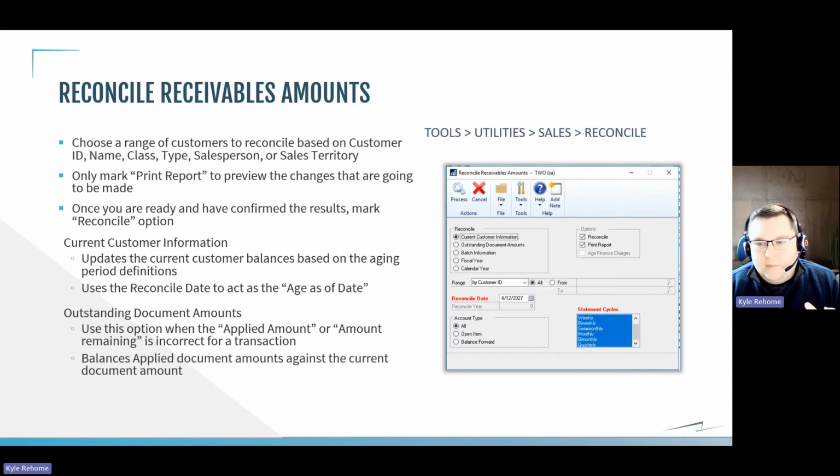We also have batch information, fiscal year and calendar year, just like what we've seen before. That's updating those summary balances and that batch header information. So you could go ahead and use those whenever you need.